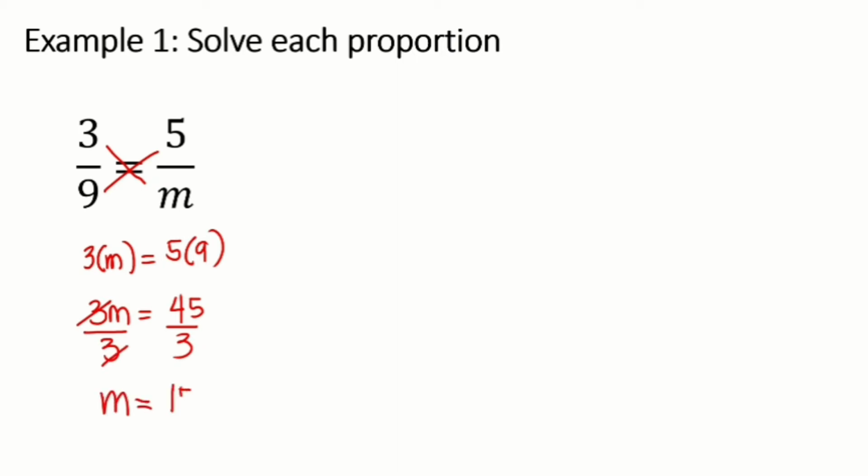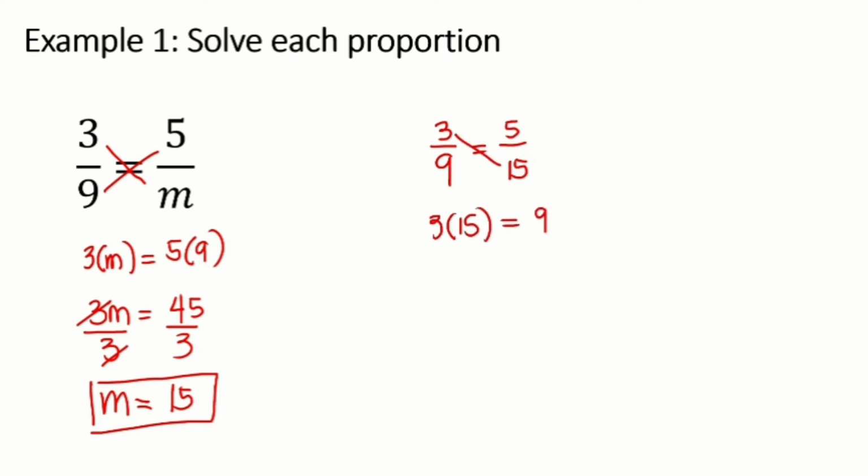The answer is 15. Now our last step is to check whether this value will make a true proportion. We have 3 over 9 equals 5 over m, where the value of m is 15. So 3 times 15 is equal to 9 multiplied by 5. 3 times 15, that is 45, is equal to 9 times 5, 45. Meaning m equals 15 makes this proportion true.